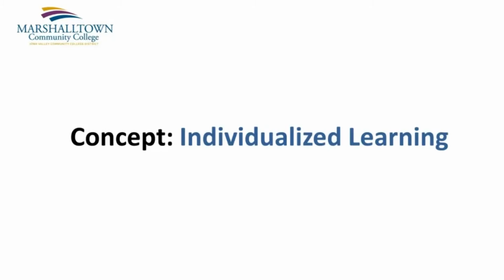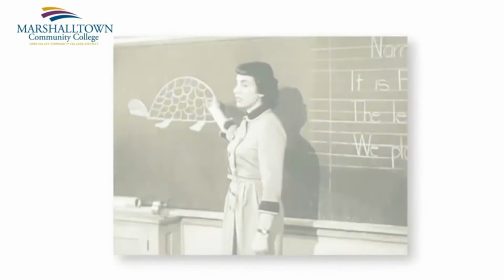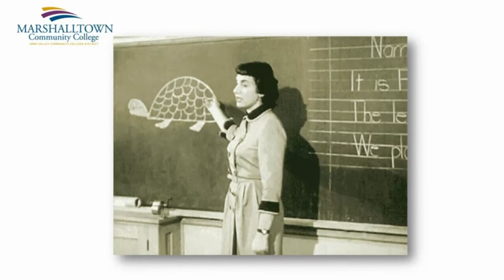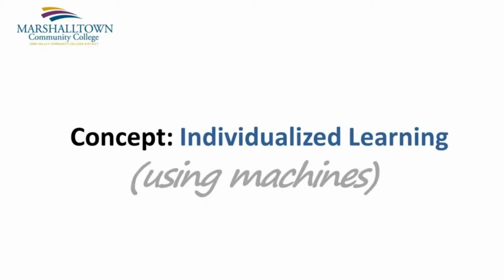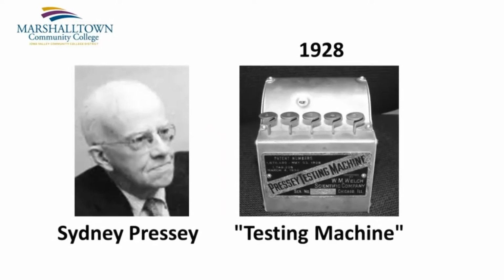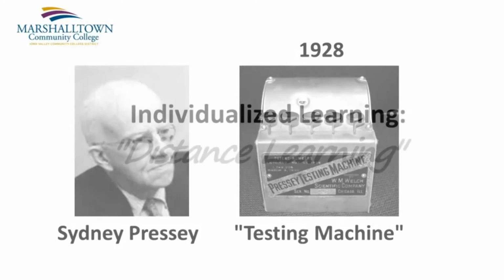It really all started with the idea of individualized learning, meaning that a student can learn something without a teacher at the front of the class running the show. Of course, this usually included some type of machine. One of the first examples of this came around in 1928 when Sidney Pressey, who was an educational psychology professor at Ohio State University, invented the testing machine, which generated multiple choice questions that students would answer by pushing buttons. When they were finished, the machine would show them their total score.